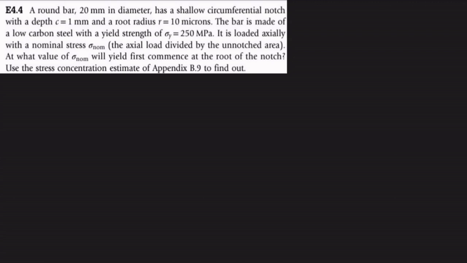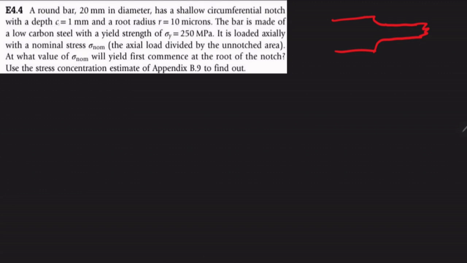Moving on to the next question, 4.4. It says a round bar has a diameter of 20 millimeter, but it has a shallow circumferential notch. What does a notch mean? A notch means that instead of having a straight bar, you have a dumbbell shaped bar. A bar that is like this and has a notch that makes it like a dumbbell. You get what I mean? A dumbbell.